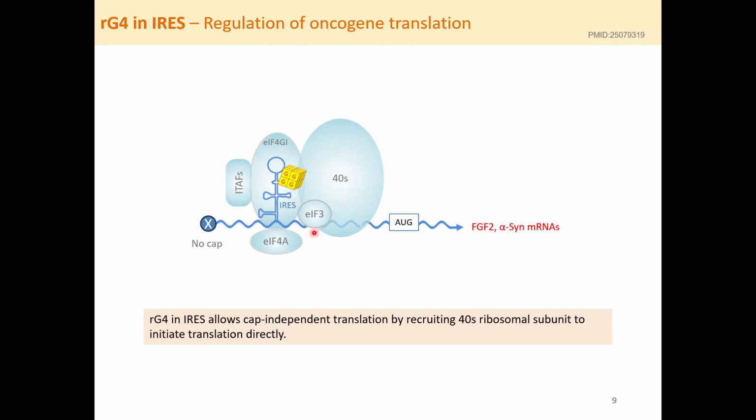Here, FGF2 and alpha-synuclein mRNAs both serve as exemplars of incorporating rG4 as an integral component of the IRES in the 5' UTR.